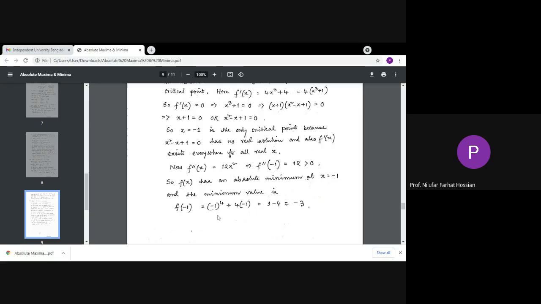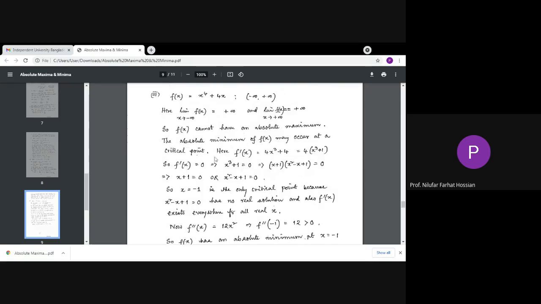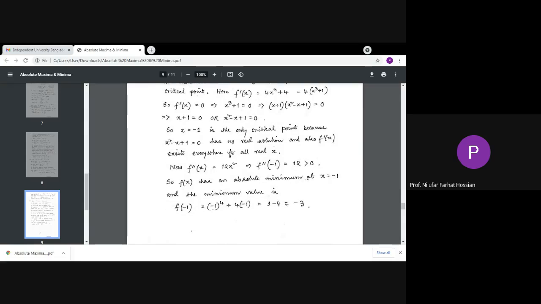And the minimum value is this. Just put x = -1. It will be 1 plus 4x, that means... I'm sorry, with x = -1 it will be 4 times -1, so -4, so 1 - 4 = -3. So this value, -3, is the absolute minimum value of the function, and this absolute minimum occurs at the critical point x = -1, and there is no absolute maximum for this function.